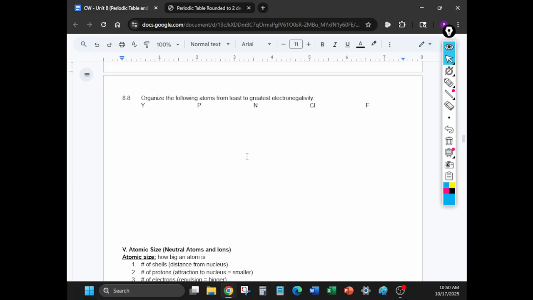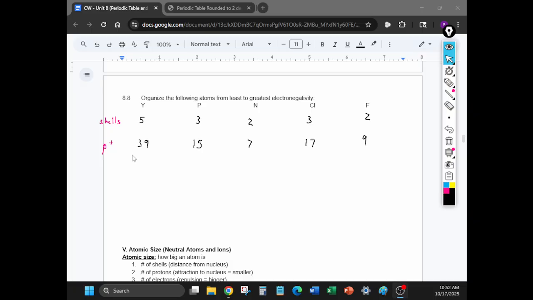So the first thing you want to look at, when you're ranking these in terms of electronegativity, is you just want to gather as much information as you can about these elements. The first thing you want to write down is the shells, and then after that you're going to look at the protons. So for each of these 5 elements, I want you guys to just real quick jot down how many shells and how many protons it has. Okay, and after that I'll show you guys how to finish up the problem and rank them in order of electronegativity.